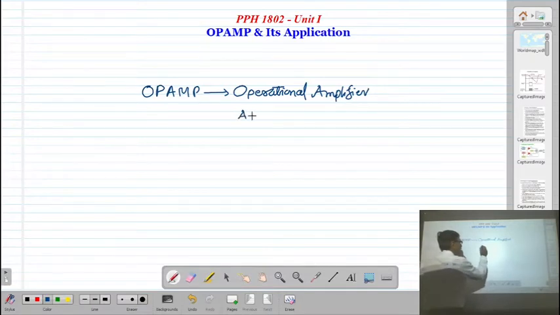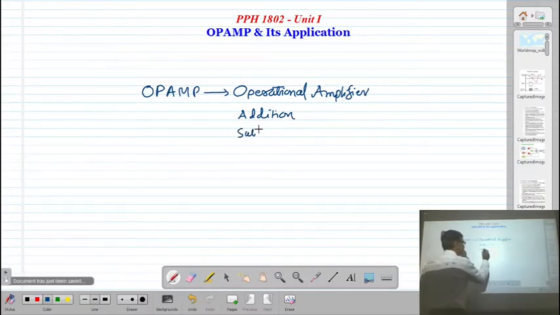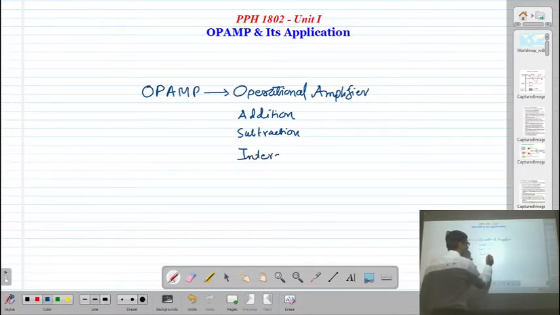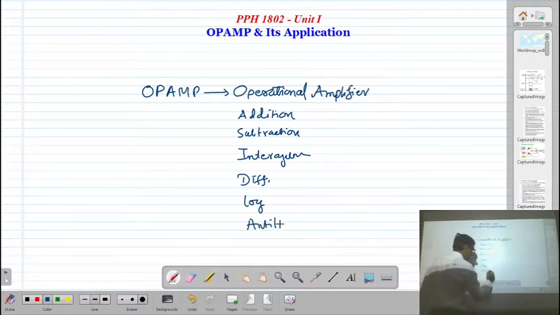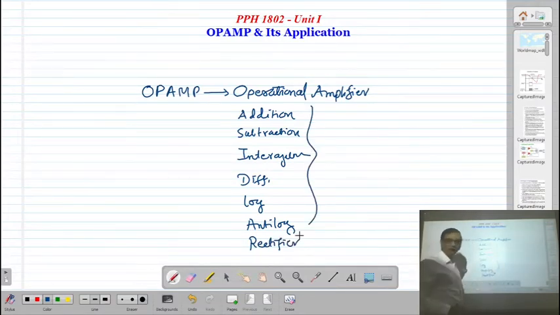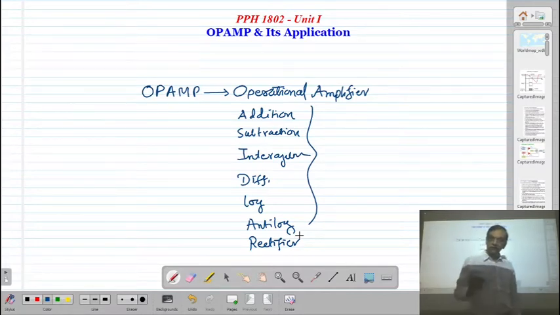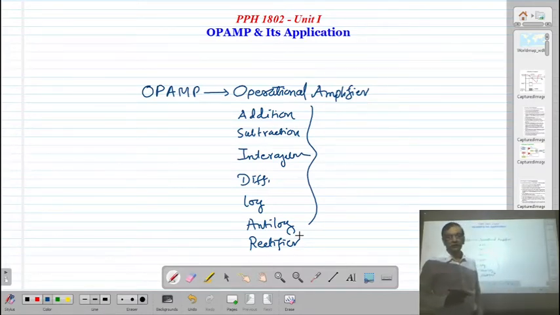So when we are talking about the addition of two voltages or the addition of signals, or subtraction, or if you want to integrate, or differentiate, or you want to find the log of a function or an anti-log of a function, then you can use this, and you can use it as a rectifier also. Here, whatever mathematical operations there are, all the mathematical operations are performed by this circuit. That's why it is known as an operational amplifier.